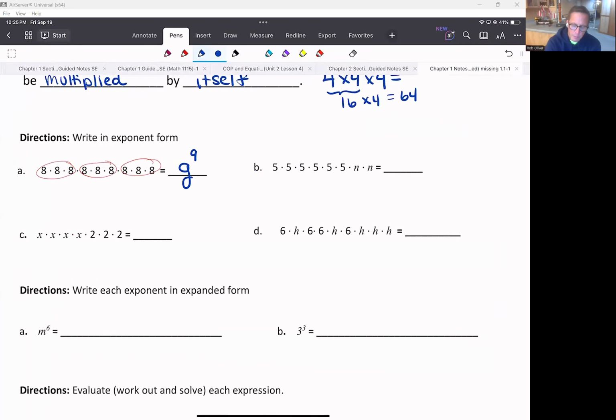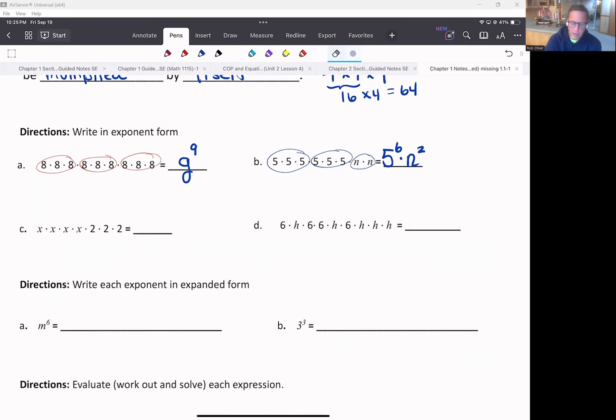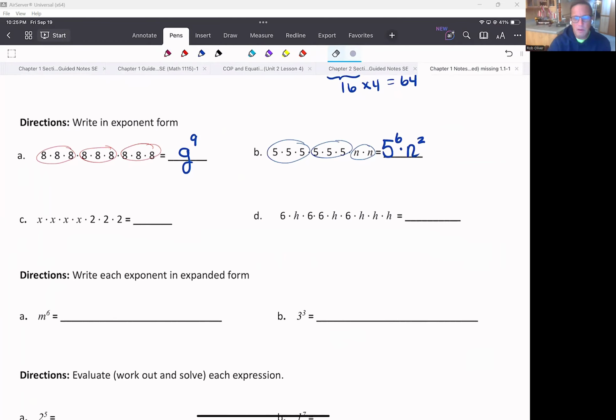Right here, what do we have? 6 5s, right? We have 3 and 3. So that's going to be 5 to the 6th power, and then we have 2 n's, so times n squared, just like that. That's all we're doing, just writing this out. Where it says write in exponent form, another way to put that is writing it in exponential form.